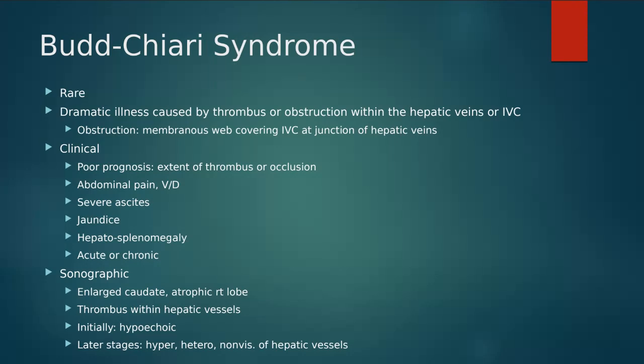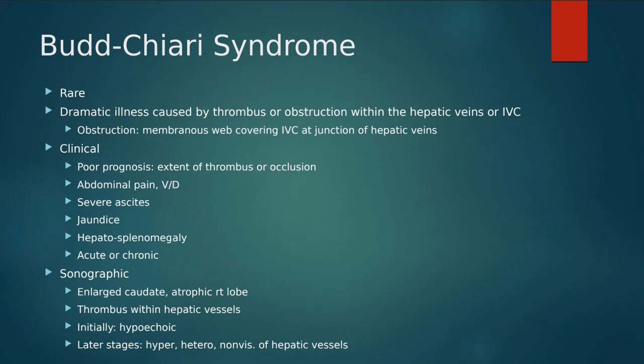Next, we have Budd-Chiari syndrome. This is something that we are going to talk about quite a bit throughout the entire program, even though it is pretty rare. It's a very serious condition that can be caused really by two different things. It can be caused by any type of obstruction within the hepatic veins or the IVC, or it can be caused by this membranous web, this little membrane that covers the IVC at the junction of the hepatic veins. So it can present as either a clot in those vessels or this congenital membrane that covers the IVC right at the junction of where the hepatic veins drain into it.